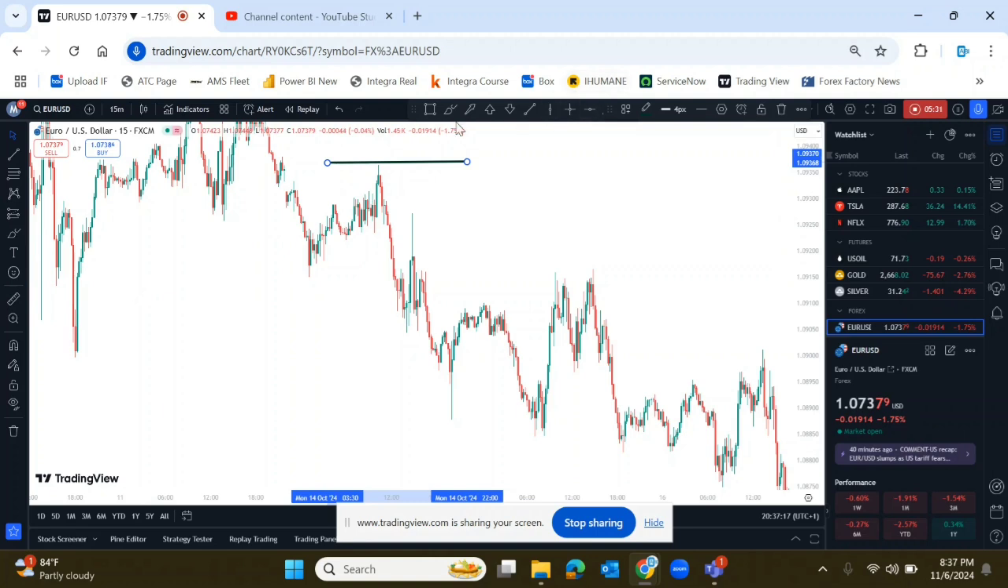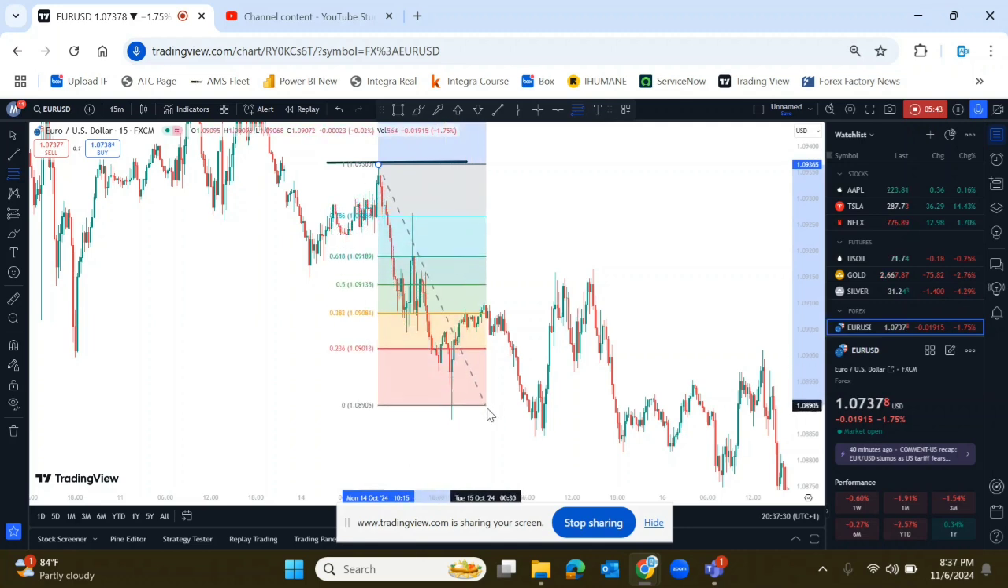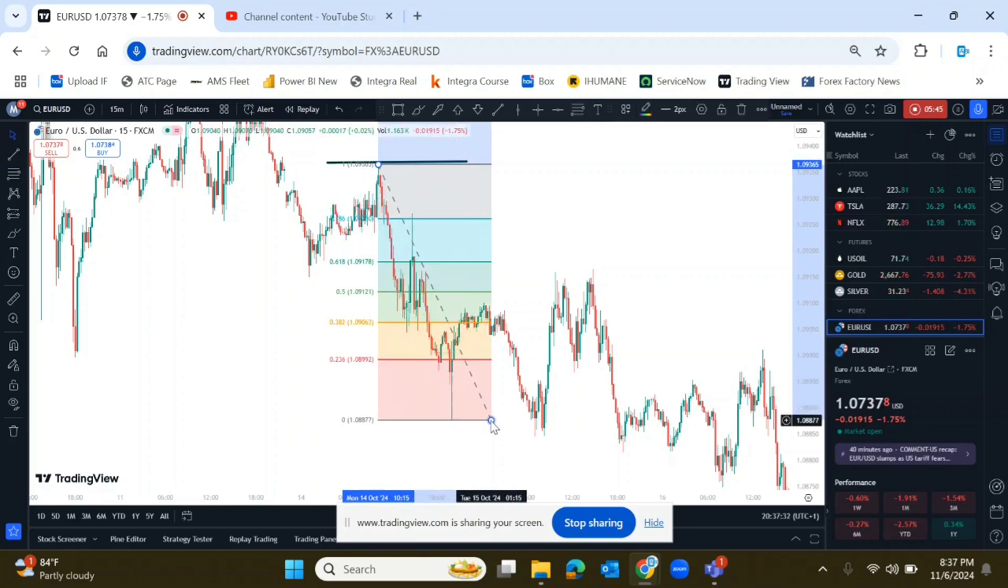Now, let me take my Fibonacci tool again. You see, this is where my Fibonacci tool is. I will just start drawing from where the price started coming down again. Then I will draw down to the lowest level. Now, if you look at it, when the price came down to this level, it came up, but it didn't hit that 50% to 60% level.